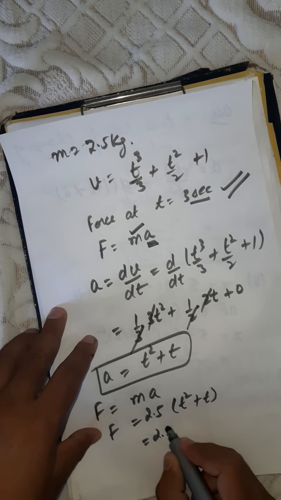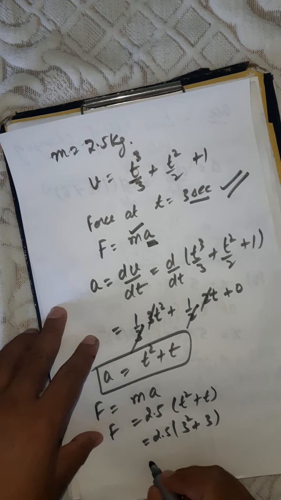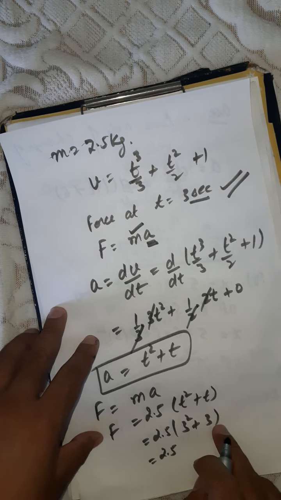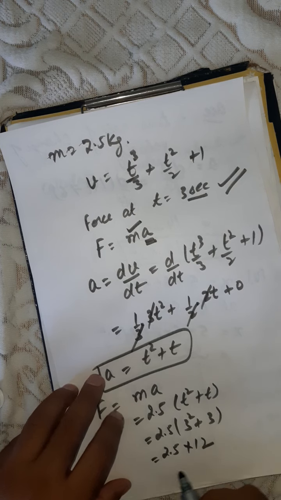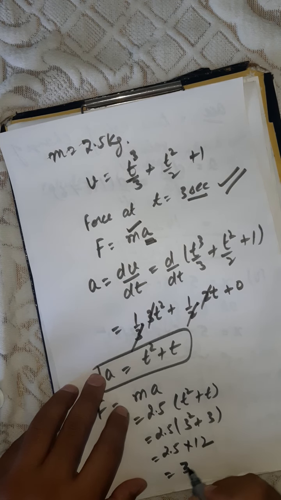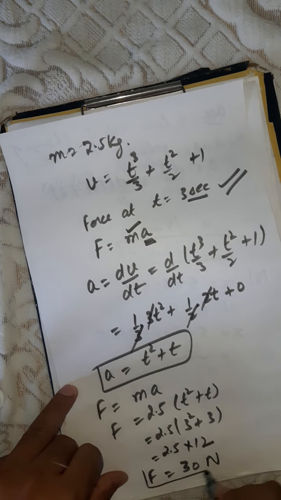It is 2.5 into 3 square plus 3. Yes, it becomes 2.5 into, 3 square is 9, plus 3, it's 12. Multiply 12 by 2.5, it becomes 30. So what is the unit of force? Newton. So F is equal to 30 Newton.